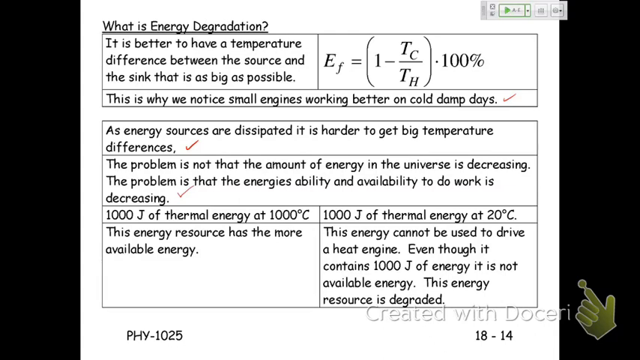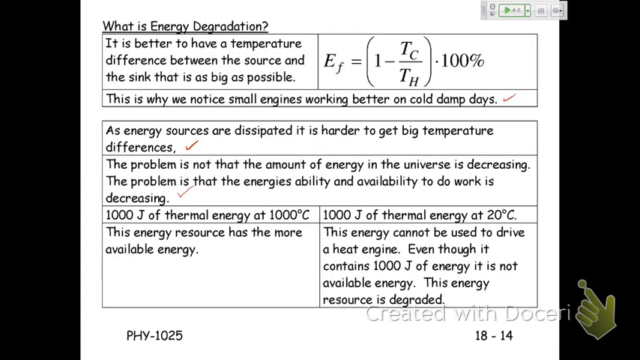The energy available is degrading. If the energy is no longer in hot concentrations, it's no longer useful to us. 1,000 joules of thermal energy at 1,000 degrees C is the same as 1,000 joules of energy at 20 degrees C, but the 1,000 degrees C energy is much more useful.